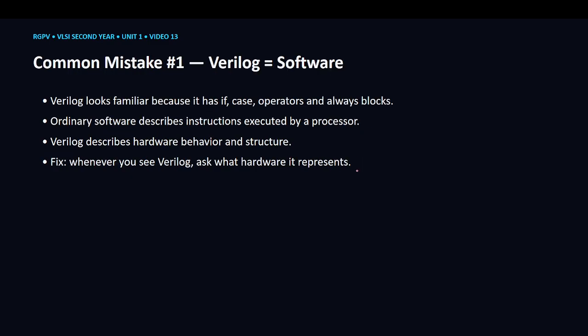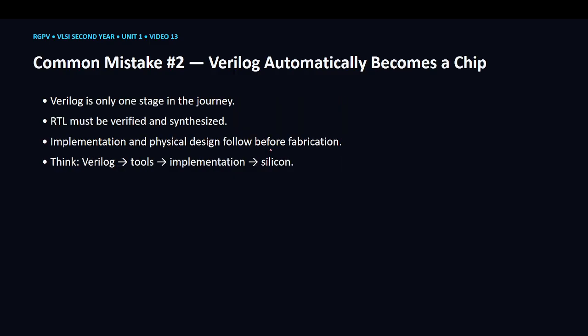Mistake number one. Verilog is basically C or Python. Yes, Verilog has things that look familiar: if, case, operator, always block, but the purpose is different. Software describes instructions that are executed by a processor. Verilog describes hardware behavior and structure. So whenever you write Verilog, train yourself to ask what physical or logical hardware this implies.